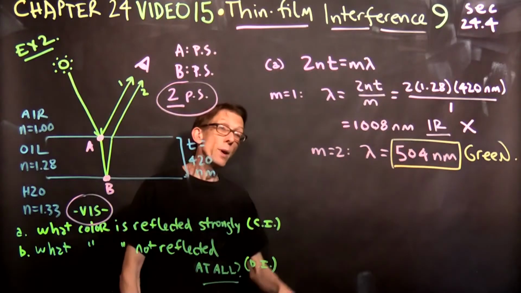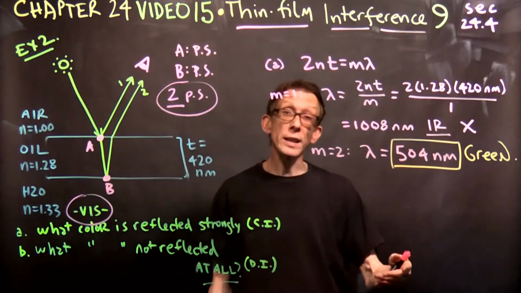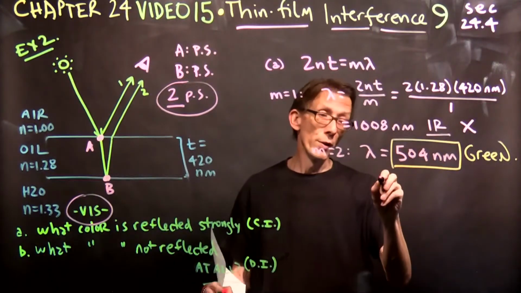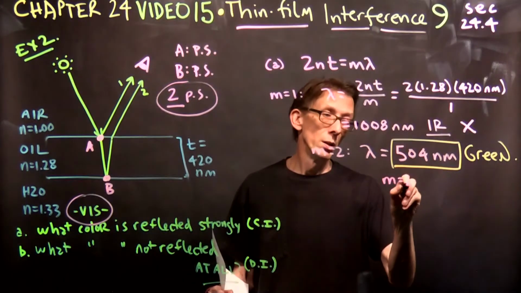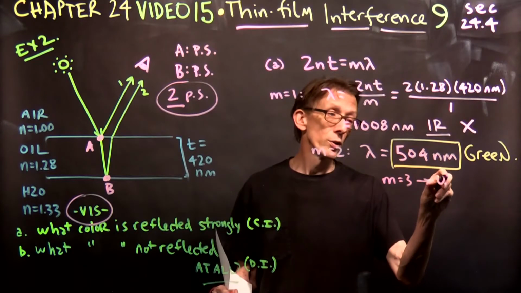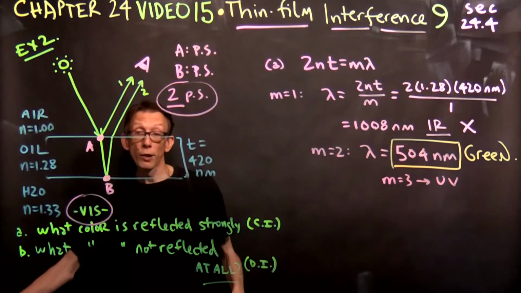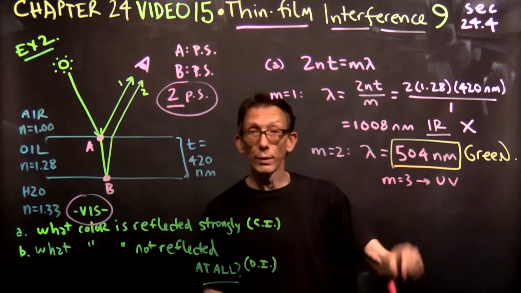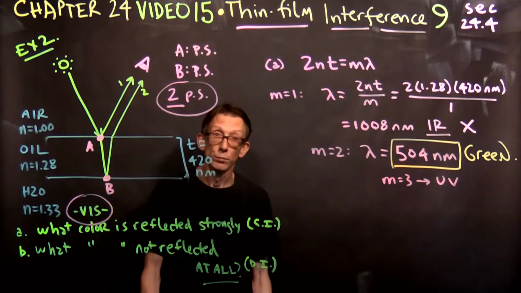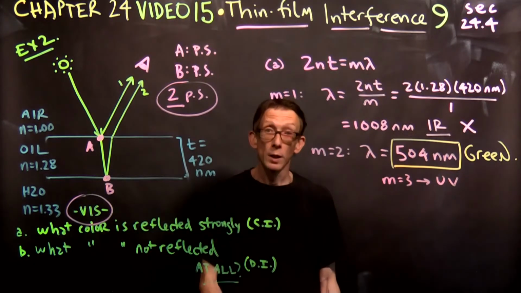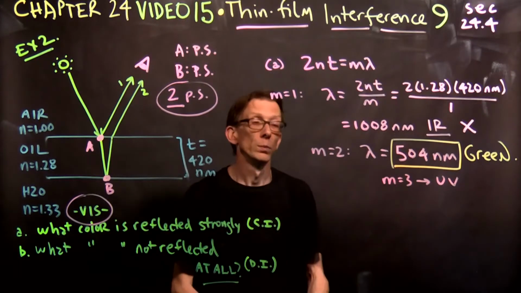Okay. And if you put in m equals 3, you're going to get something in, I don't know the number, but m equals 3 leads to something in the ultraviolet. So that is the color that is strongly reflected. Okay? So it's going to look green to you.